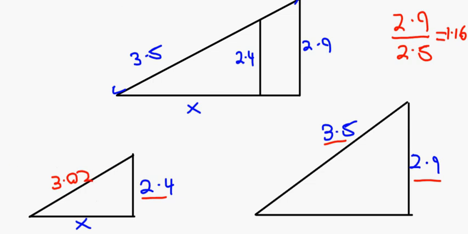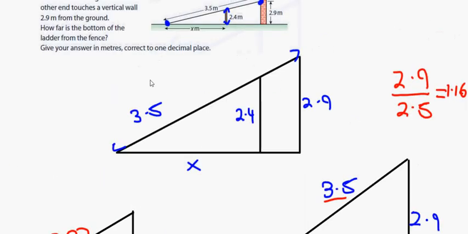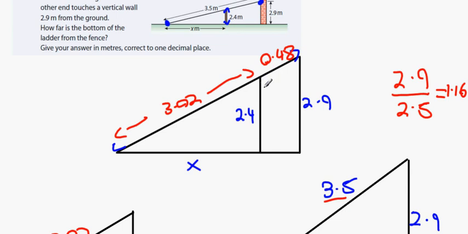And if that's 3.02, this part here is going to be 3.02 of the 3.5. That will leave 0.48 remaining. Okay, so that will leave a remainder of 0.48. Now, next thing we've got to find out is how far the bottom of the ladder is from the fence. So we have to find out what the distance x is.